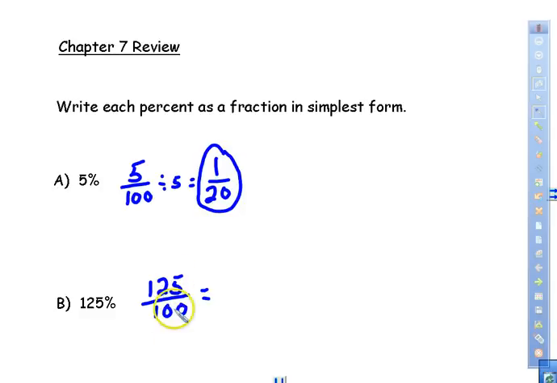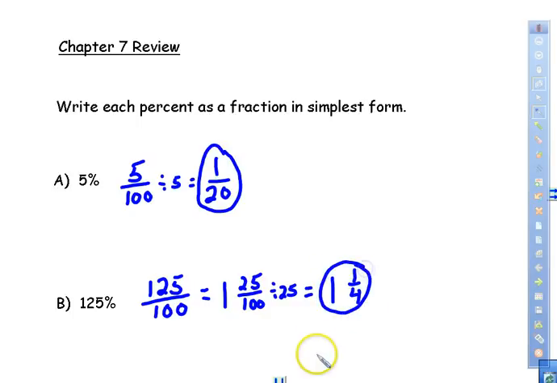For letter B, I would take 125 and again write it over 100, which then is going to equal, since it's an improper fraction, 1 whole. 100 goes into 125 once, with 25 left over out of 100. And I would divide that by the greatest common factor, which is 25. And I would get 1 and 1/4 being my answer. Let's take a look at our next one.